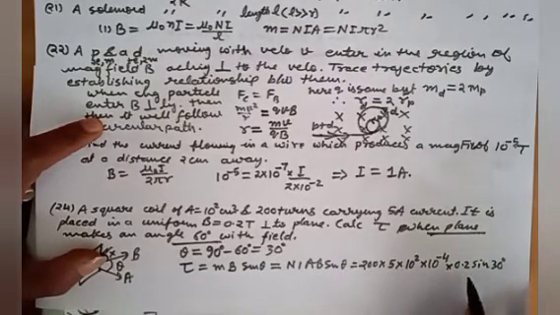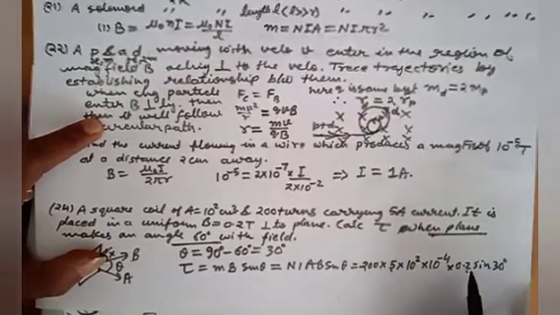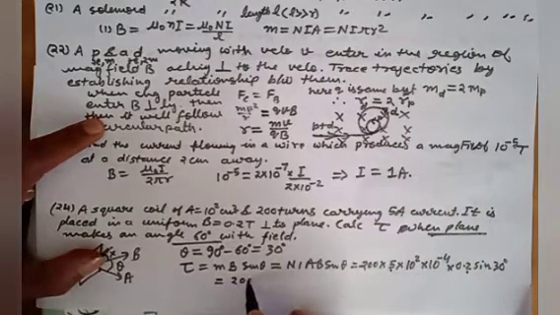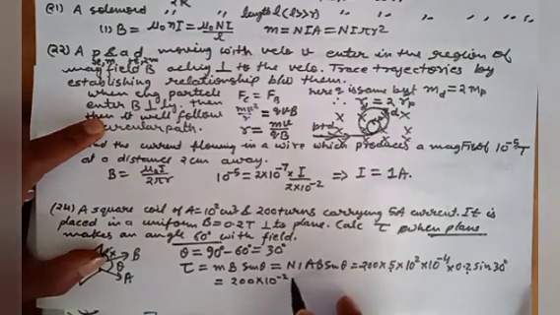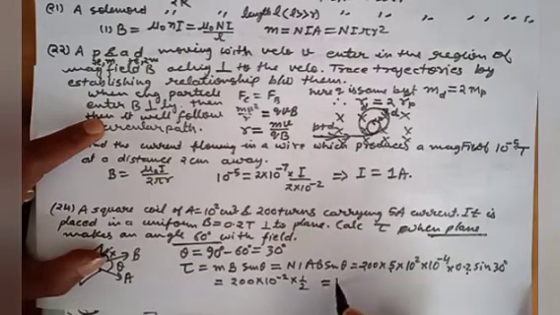So finally, what I'm doing now: 0.2 and 5, if we multiply both of them, it will result in 1. So I'm removing these two. Now there will be 200 into 10 to the power minus 2 into 1 by 2. It will be 100, meaning 10 to the power 2, 10 to the power minus 2, finally 1 Newton meter or joule.